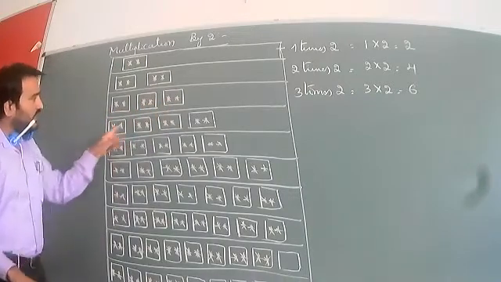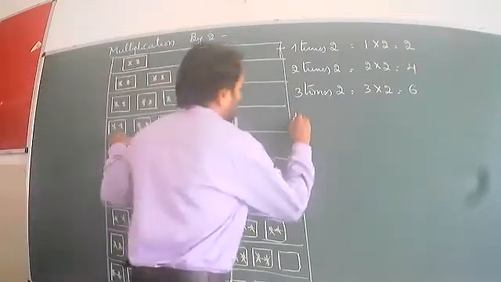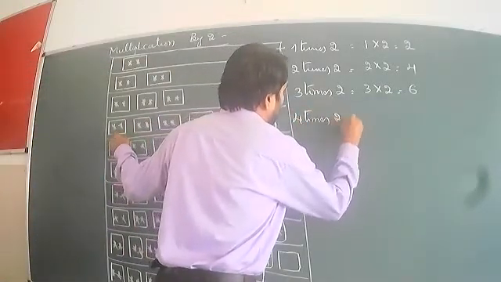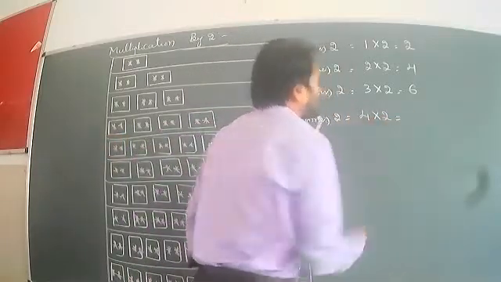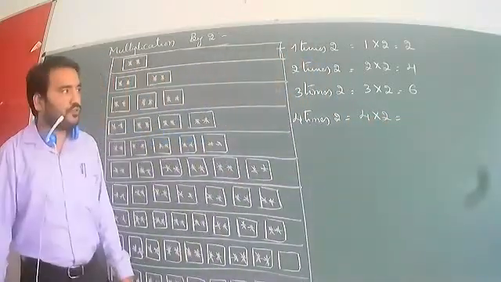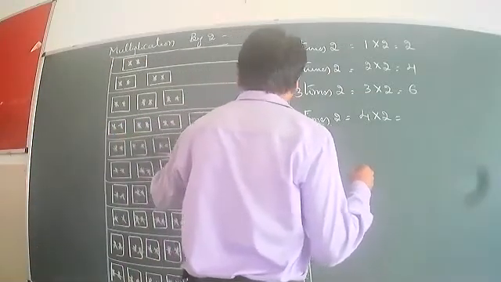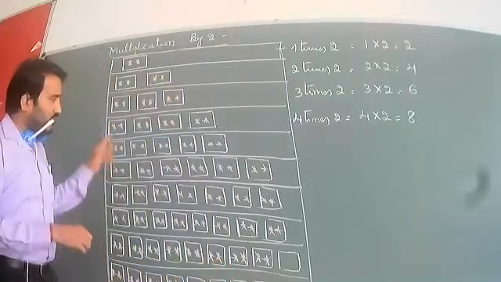Next, how many times repeated? 4 times 2. So we write 4 into 2. How many do we get? 2 plus 2 is 4, 4 plus 2 is 6, 6 plus 2 is 8. Number of objects, how many? 8. Same, continue the rule.